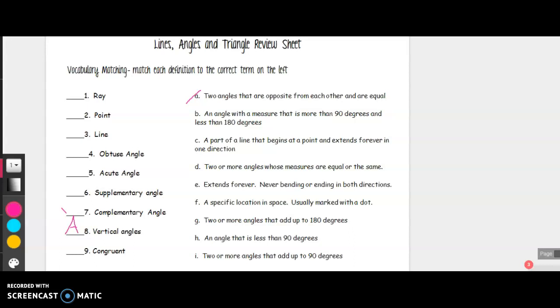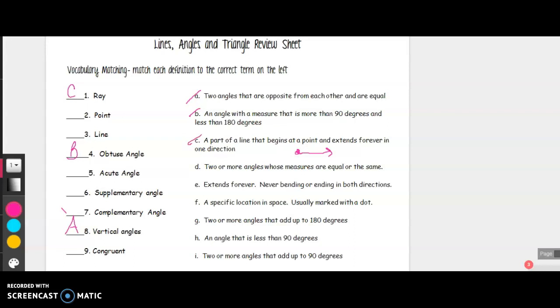B, an angle with a measure that is more than 90 and less than 180 degrees. So that is an obtuse angle. So number 4 is B. A part of a line that begins with a point and extends forever, that symbol or that type of line is called a ray. So 1 should be C.